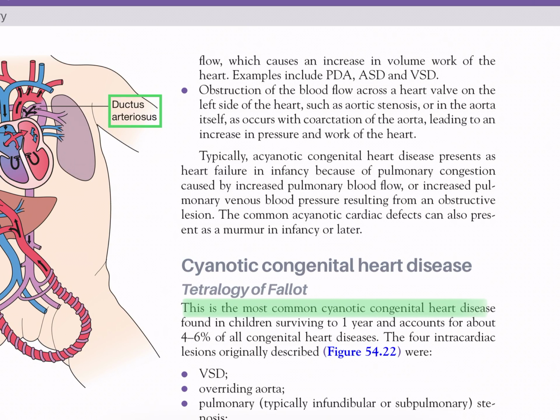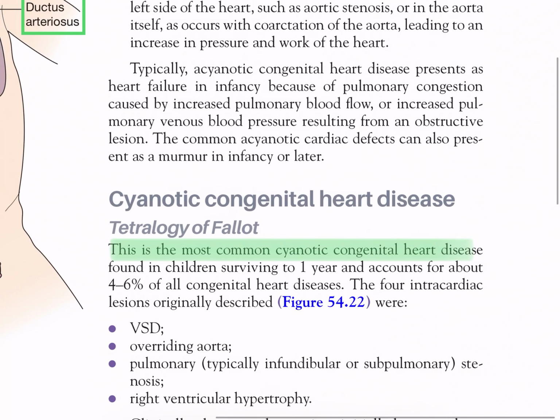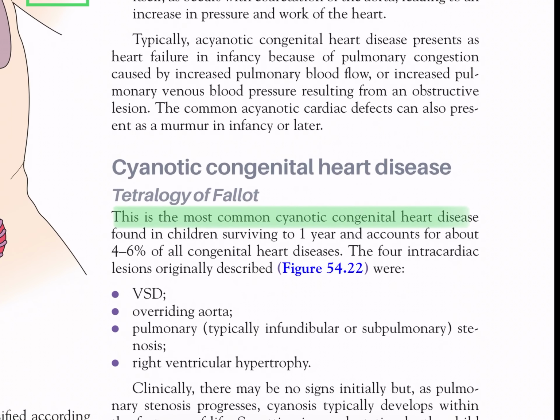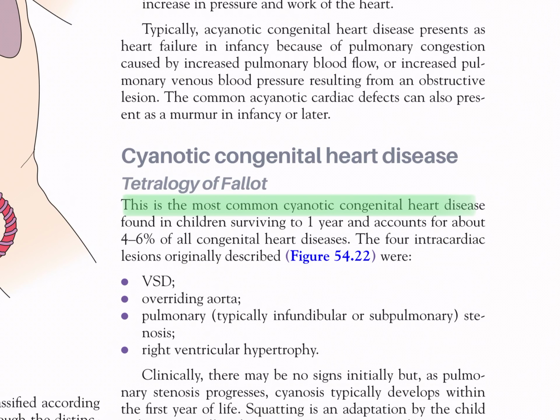Obstruction of the blood flow across the heart valve on the left side of the heart, such as aortic stenosis, or in the aorta itself, as occurs with coarctation of aorta, leads to an increase in pressure and work of the heart. Typically, acyanotic congenital heart disease presents as heart failure in infancy because of pulmonary congestion caused by increased pulmonary blood flow or increased pulmonary venous pressure resulting from an obstructive lesion. The common acyanotic cardiac defects can also present as murmur in infancy or later.